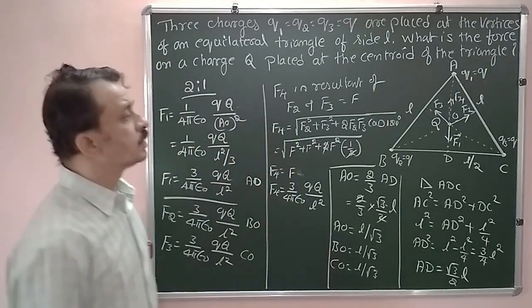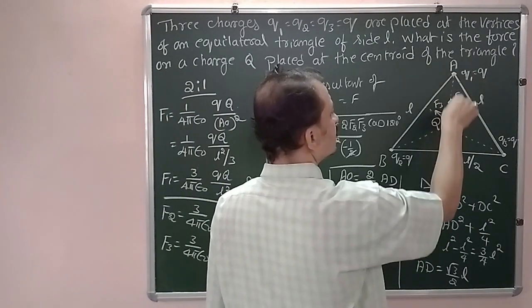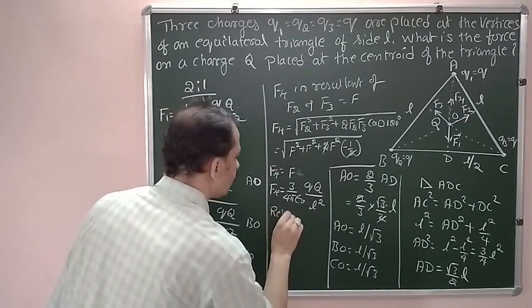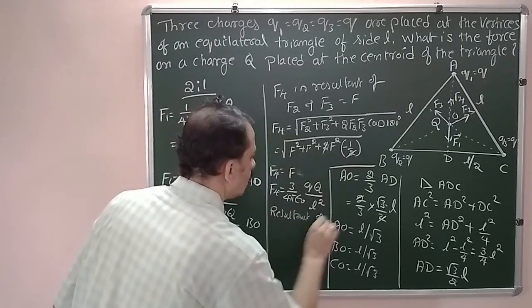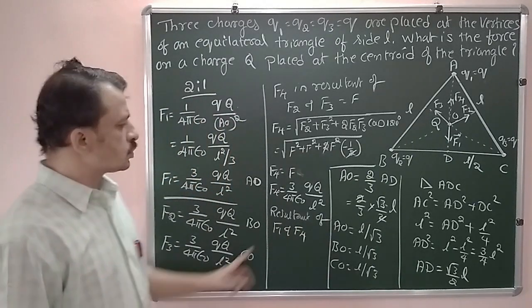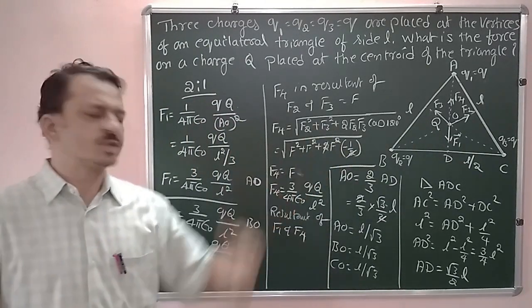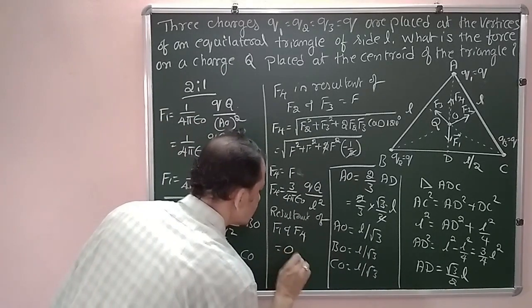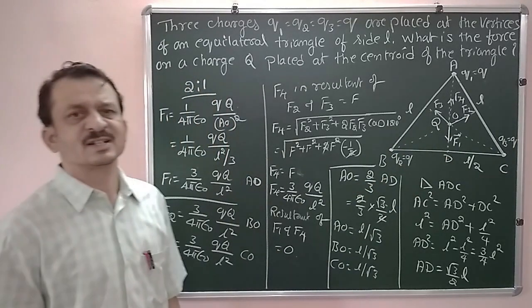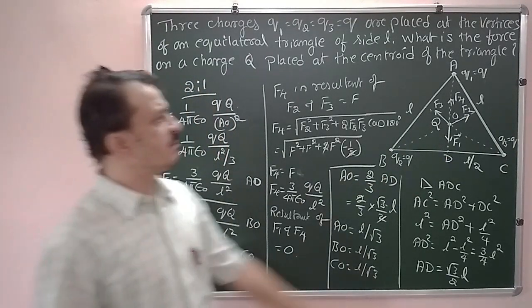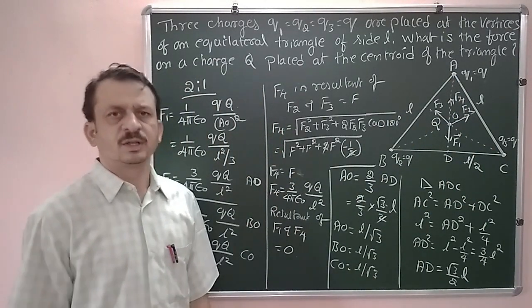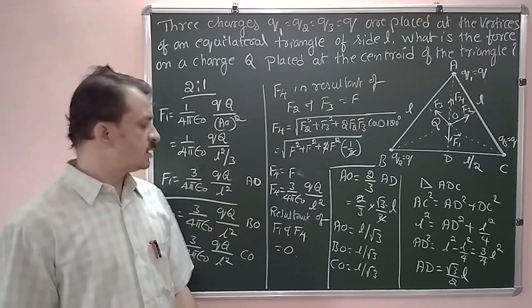Now F4 force is acting upwards and F1 force is acting downwards. Therefore the resultant of F1 and F4, since those two are equal in magnitude but acting exactly opposite to each other, the resultant force is 0. So that means the charge capital Q which is placed at the centroid, which is at equidistance from the three equal charges, the force on that charge capital Q is 0.